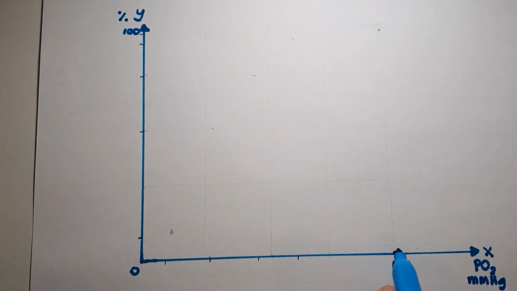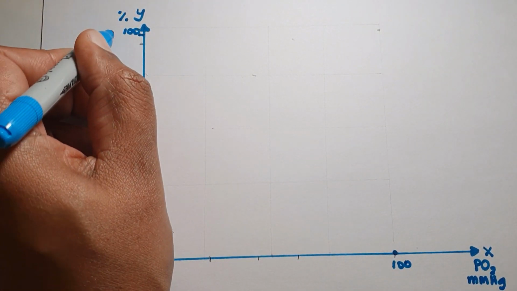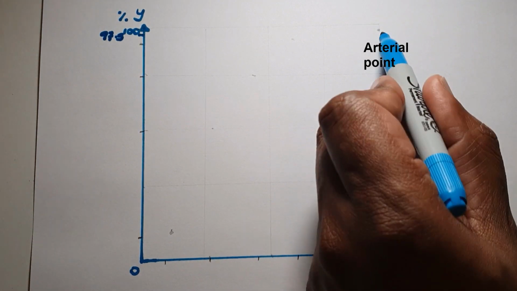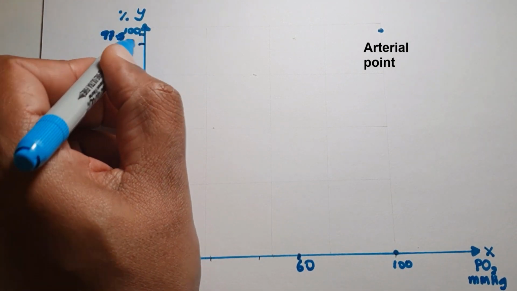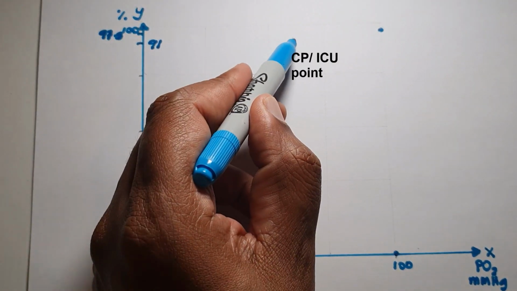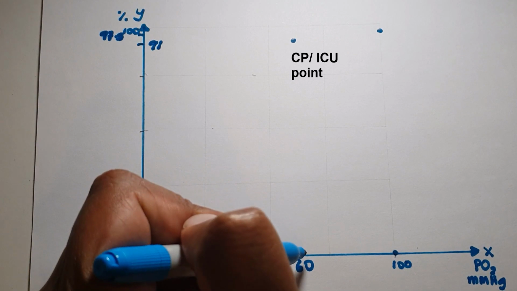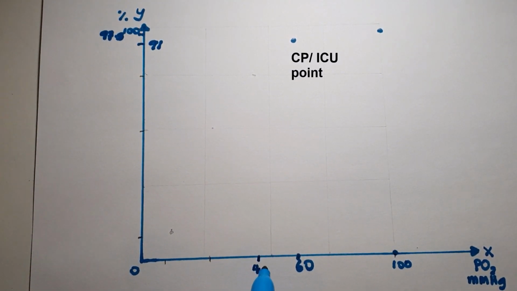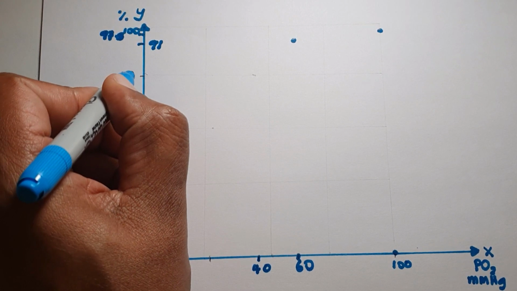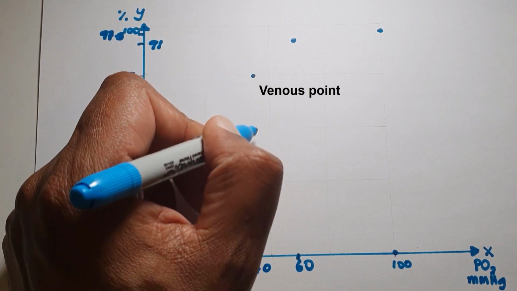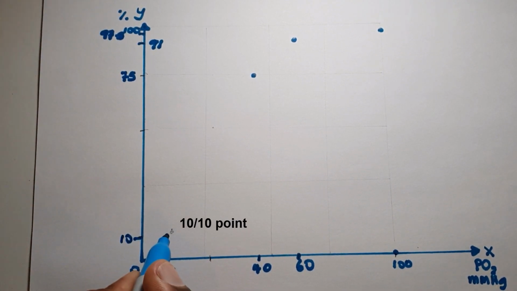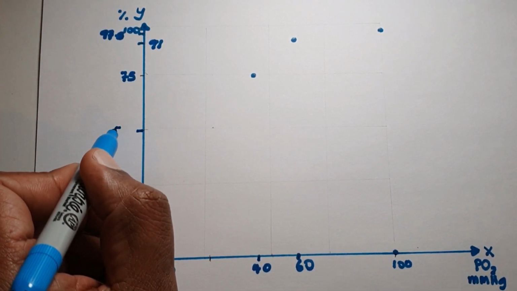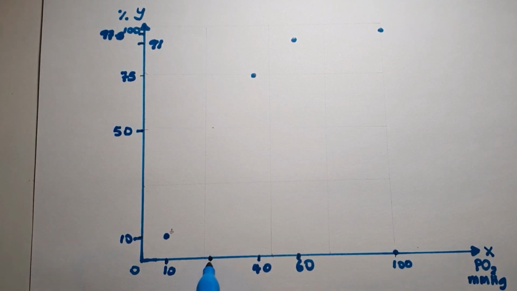At 100 millimeters of mercury, it saturates around 97.5%. It is the arterial point of the blood. At 60 millimeters of mercury, it will saturate around 91%, which is a critical point or ICU point. At 40 millimeters of mercury, it will saturate around 75%, which is the venous point of blood. And at 10 millimeters of mercury, it will saturate around 10%, which is the 10 point. 50% of hemoglobin will saturate with oxygen at a partial pressure of 26.6, which is P50.